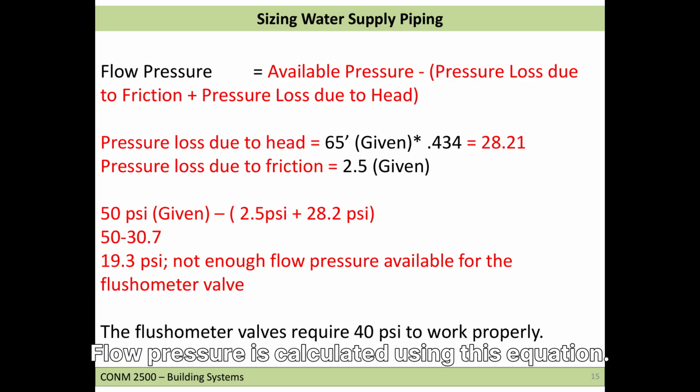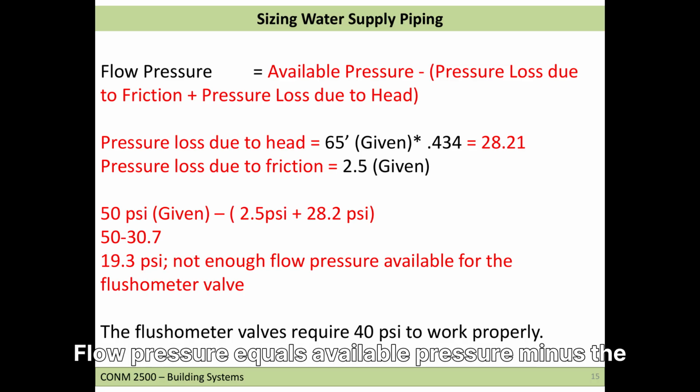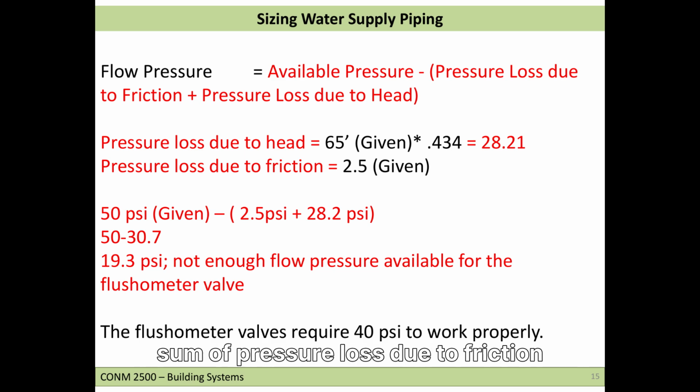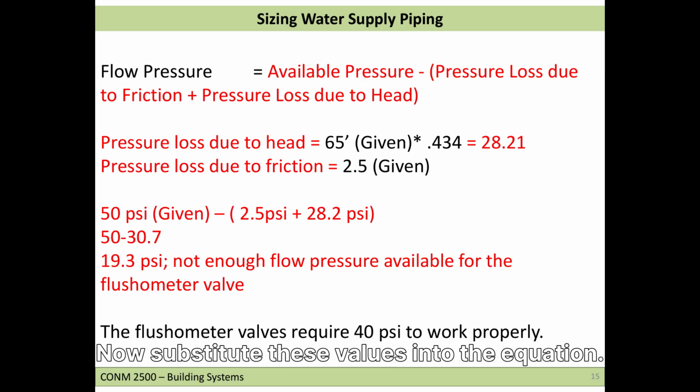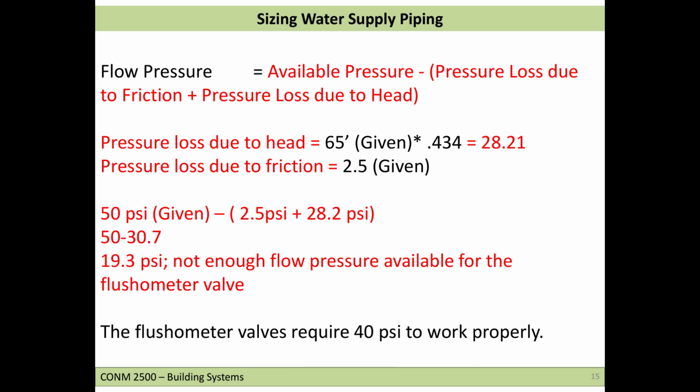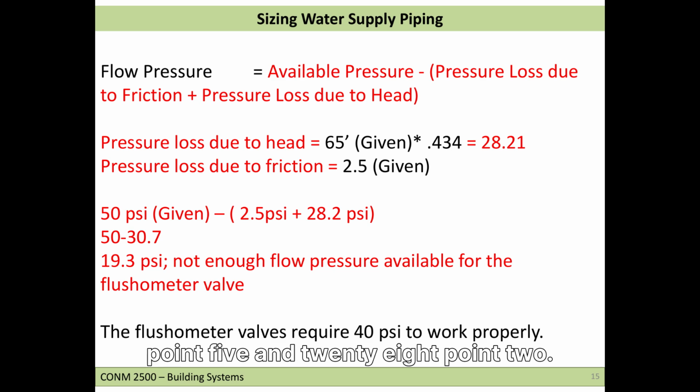Flow pressure is calculated using this equation. Flow pressure equals available pressure minus the sum of pressure loss due to friction and pressure loss due to head. First, calculate the pressure loss due to head. The elevation difference is 65 feet, or 65 multiplied by 0.434 equals 28.21 psi. Next, identify the pressure loss due to friction. The given friction loss is 2.5 psi. Now substitute these values into the equation. 50 psi minus the sum of 2.5 and 28.2. This results in 19.3 psi of available flow pressure.